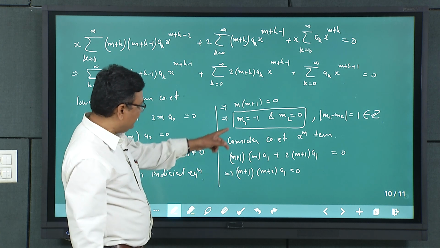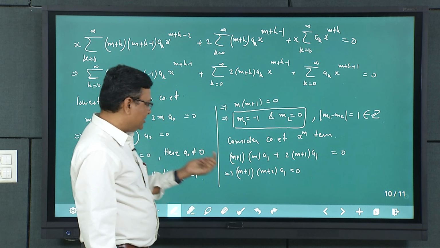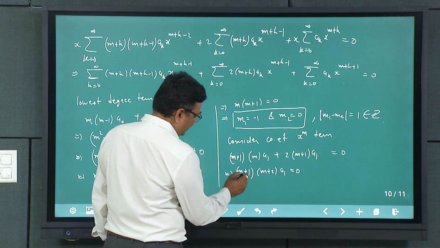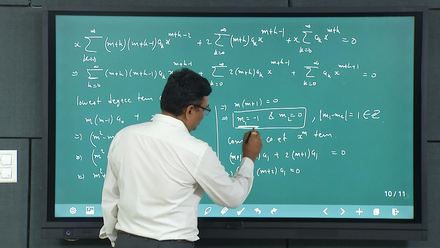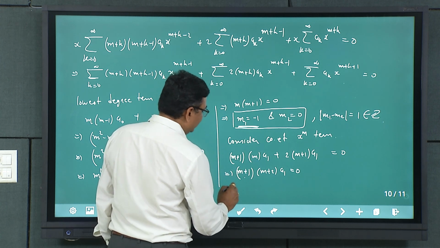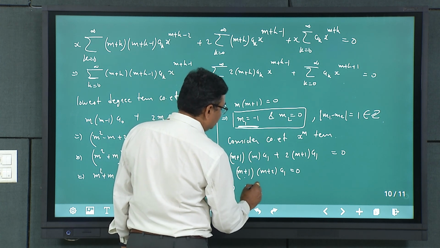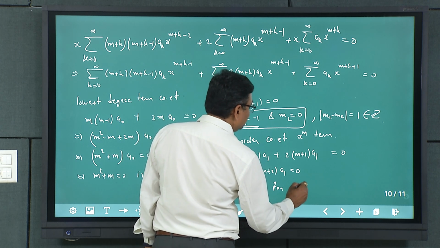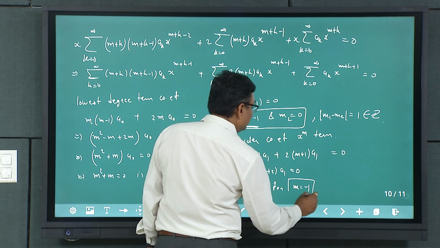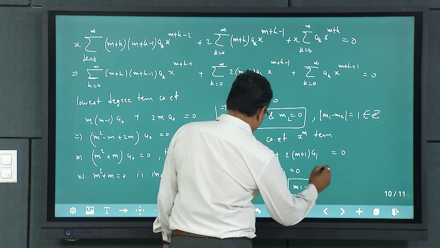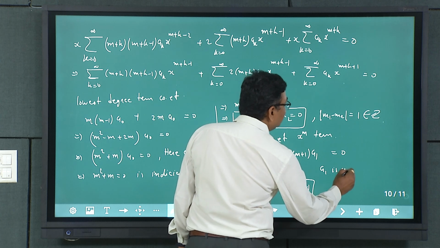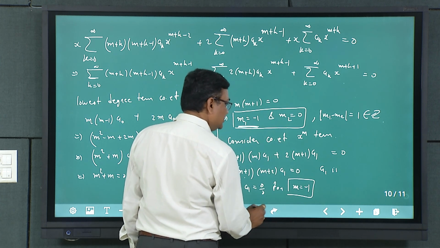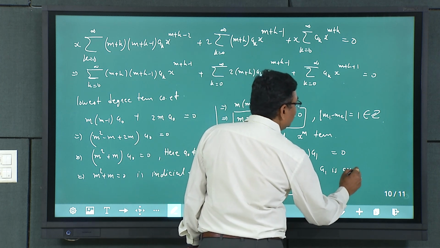Now here we see that m1 is equal to minus 1, and this is equal to 0. So, in this case, if I take m equal to minus 1, this term becomes 0. That means a1 is equal to 0 by 0 for m equal to minus 1. That means a1 is an arbitrary constant.